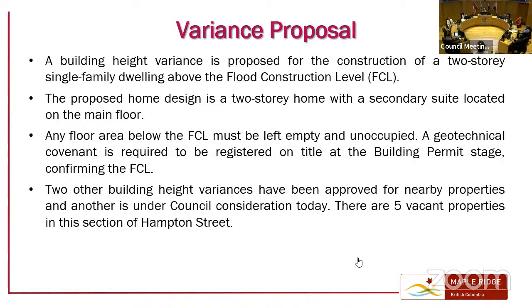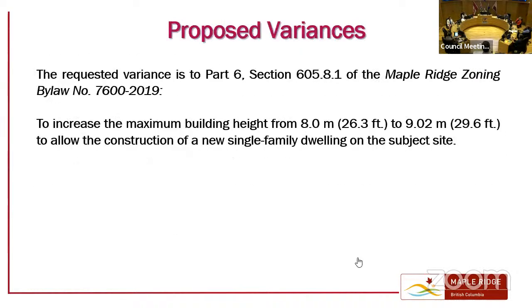There have been 2 other height variances that have been approved in the past, plus the other one being considered just previously to this. There are 5 properties on the street that remain vacant or under construction, and these variances cover off 4 of the 5, the previous ones, and the 2 being considered today. As noted, the proposed variance is to increase the maximum height from 8 meters to 9.02 meters to allow the construction of a new single-family dwelling on the site.